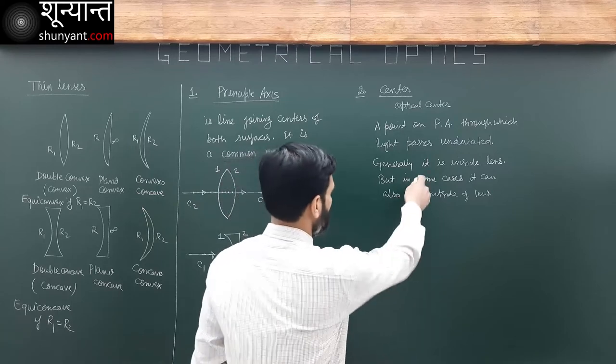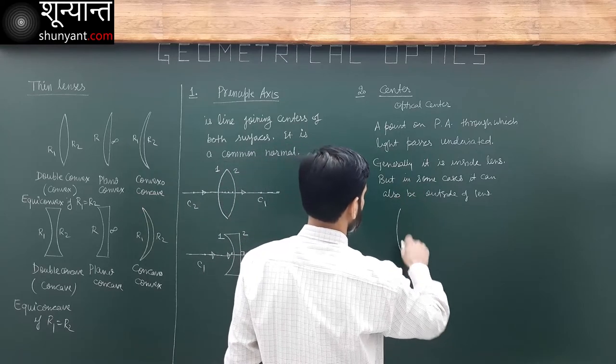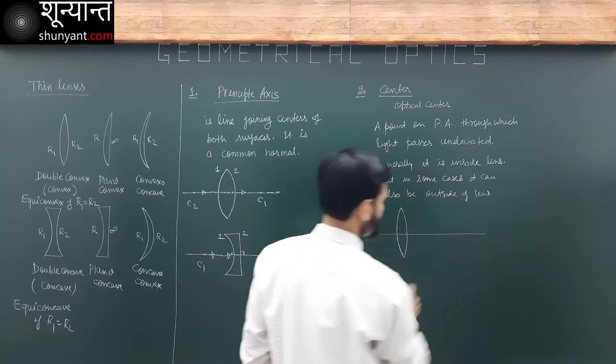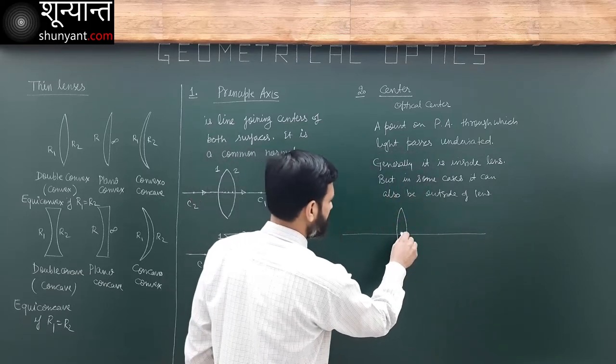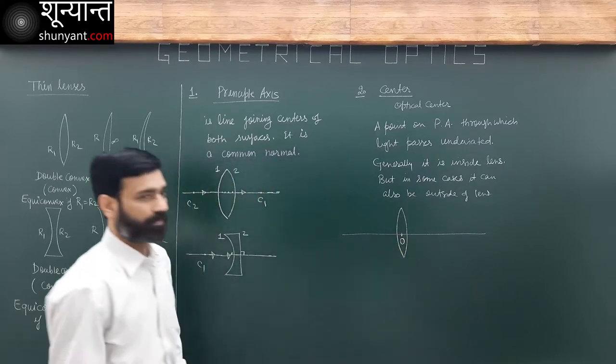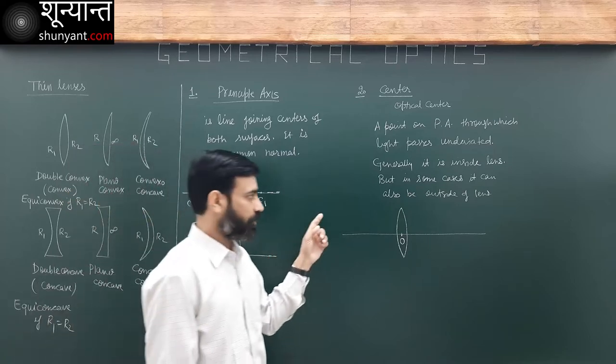Now, what is the meaning of this? Let's say that this is my lens, and this is my principal axis. This is my center, the optical center. Let me call it O. O is the optical center.